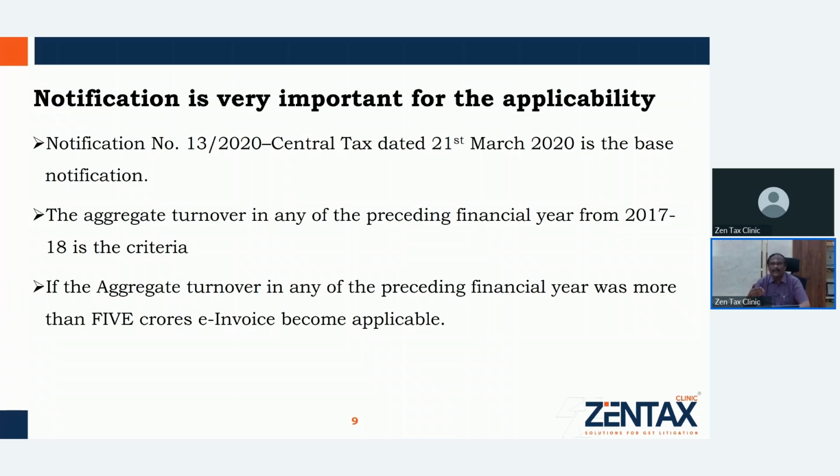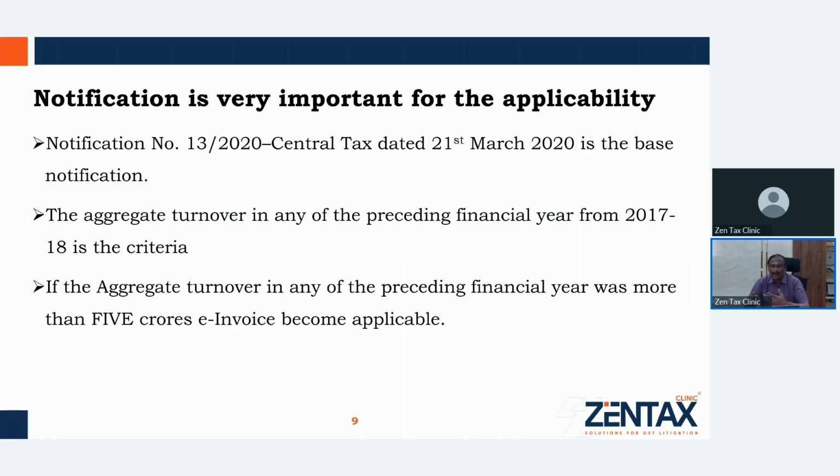So the person who got the aggregate turnover in the preceding financial year. Preceding financial year means, suppose the financial year is now 25-26, it is not 24-25. From 2017, you have to see that data. So if in any one year your aggregate turnover is more than 5 crores, then you have to generate the e-invoice. The preceding financial year turnover is the only criterion, not the current year.